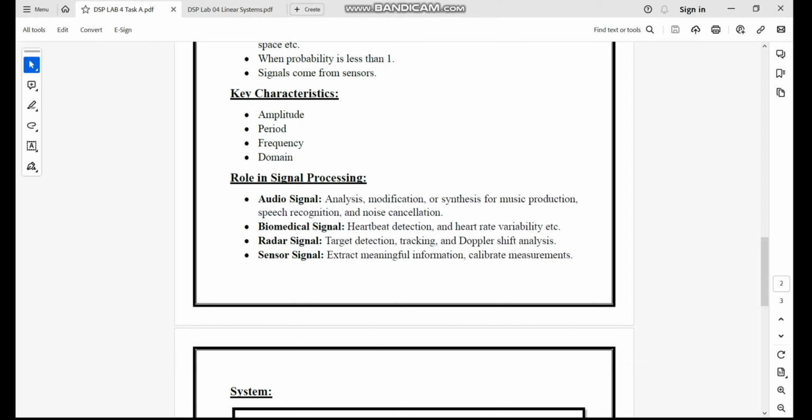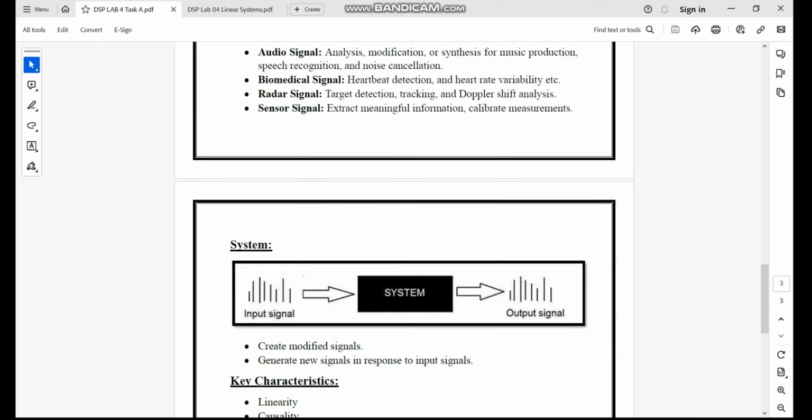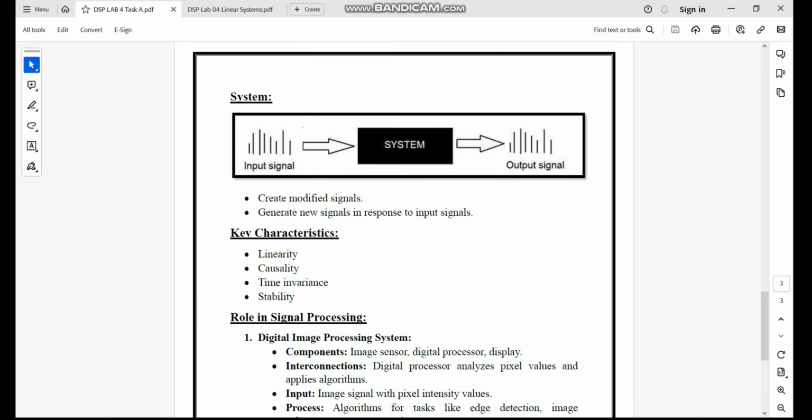Now, let me tell you something about the system. What is a system? Systems basically create modified signals, and these systems generate new signals in response to input signals. So, a system is made up of individual components or elements. A system receives inputs, processes them through its internal mechanisms, and produces outputs. There are several characteristics of systems that include linearity, time invariance, causality, and stability.